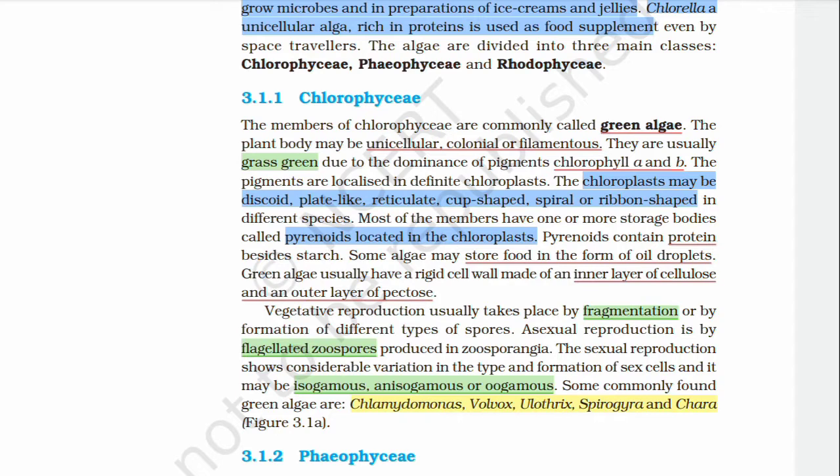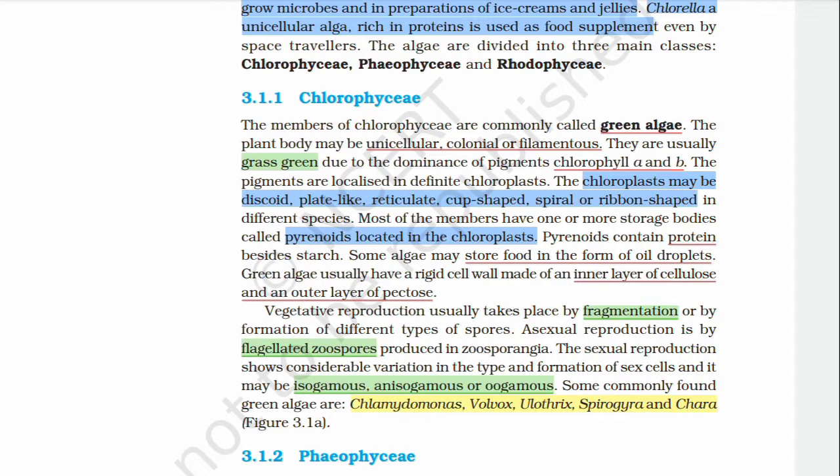And most of the members have one to more storage bodies, that is pyrenoids. Pyrenoids are a special storage body present only in Chlorophyceae. These pyrenoids are present in chloroplast and they store proteins besides starch. And some algae can also store food in the form of oil droplets. And green algae usually have a rigid cell wall that is made up of an outer layer of pectose and an inner layer of cellulose.